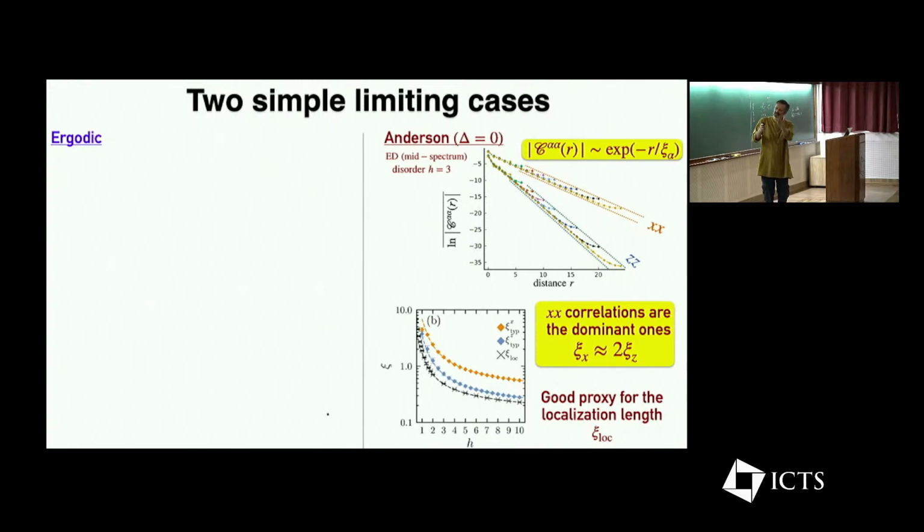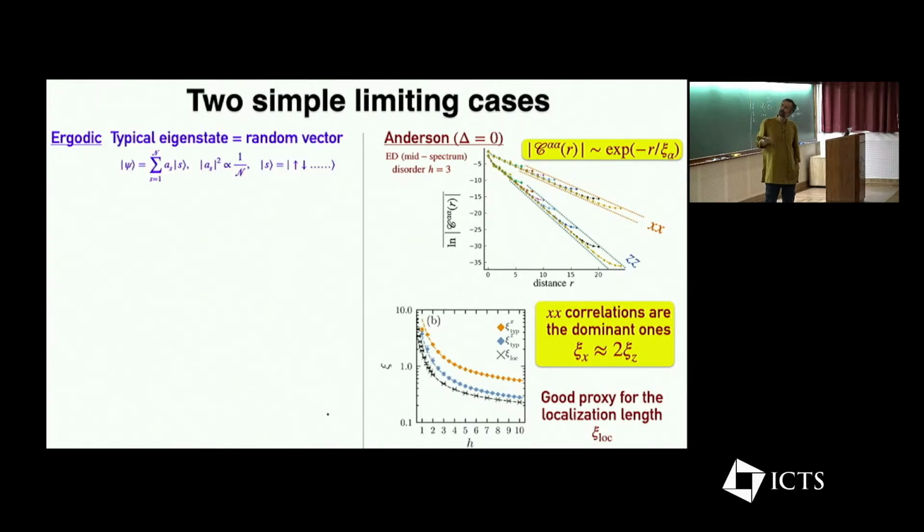And there is an interesting relation between psi x and psi z. There is a factor of 2. I will not go into the detail. In fact, these correlation lengths are also a good proxy for the localization lengths, because one particular localization length is put here. So you see they behave basically similarly. So this regime is, in fact, well understood.